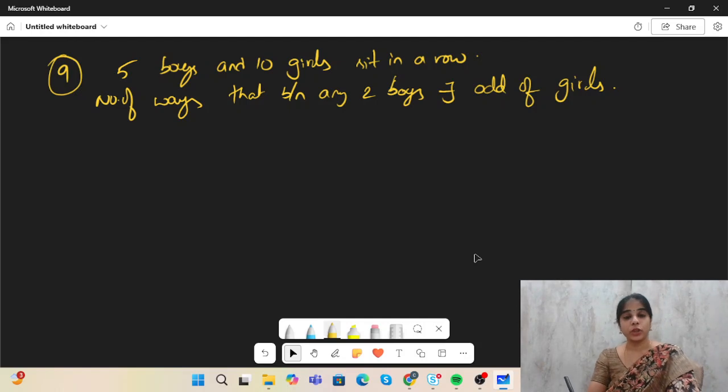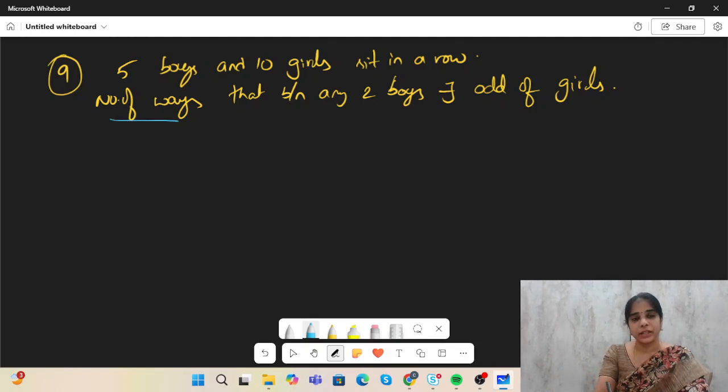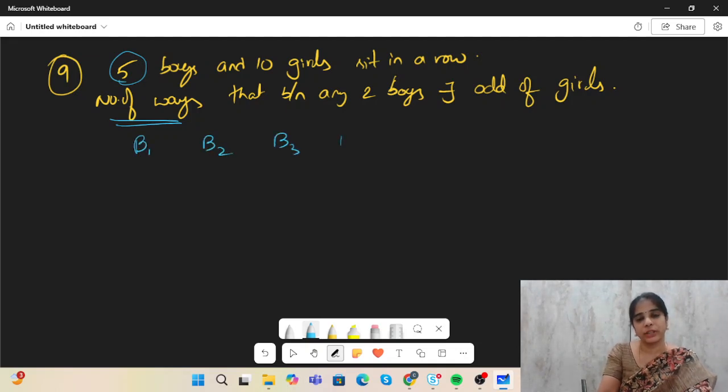Yes, now this is another combination of the question, question number 9. 5 boys and 10 girls sit in a row such that, find the number of ways that between any 2 boys there exists an odd number of girls. Okay, we have 5 boys. I will arrange boy 1, 2, 3, 4 and 5. So this arrangement of the 5 boys is done. Now, how many girls do we have? We have a total of 10 girls and we need to place them in such a way that there exists an odd number of girls between any 2 boys.